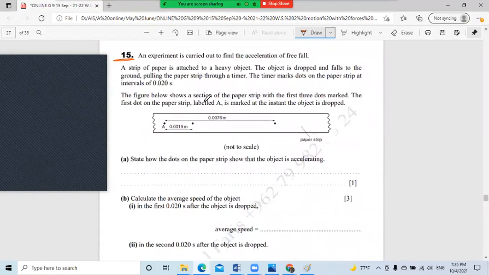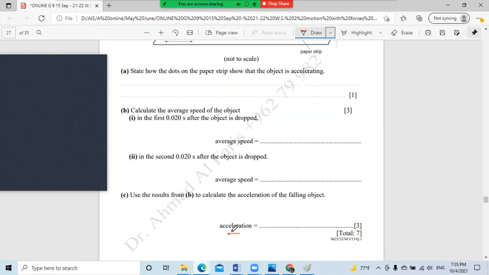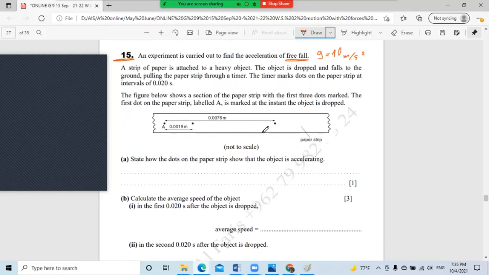Yes. Question 15. What they said. Together. An experiment is carried out to find the acceleration of free fall. How much is the acceleration of free fall? Approximately 10, right? 10 meters per second squared. Exactly. So our final answer here, how much is the acceleration? It's supposed to be 10, right?